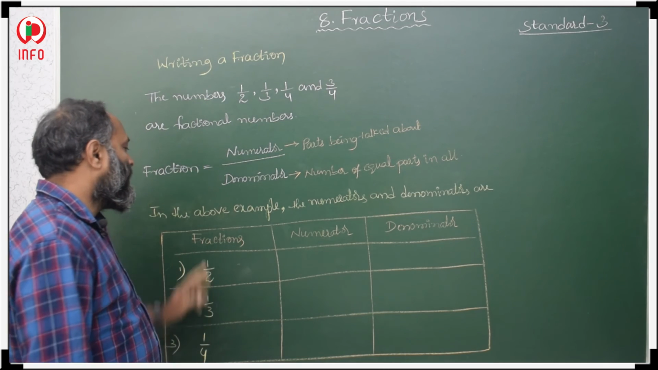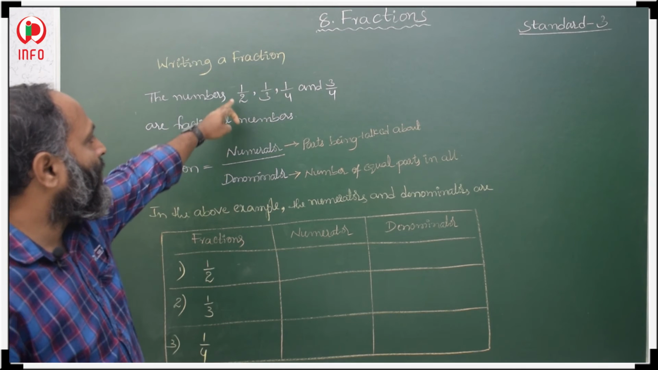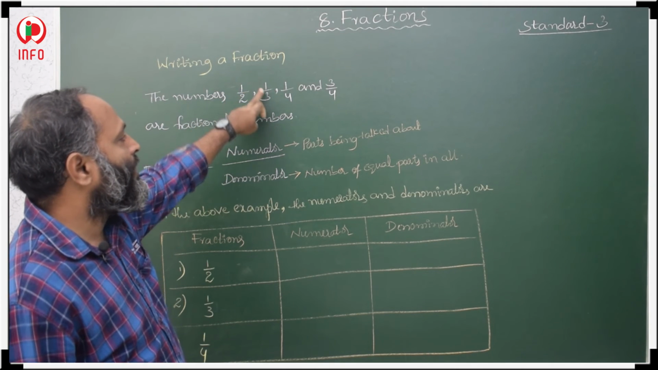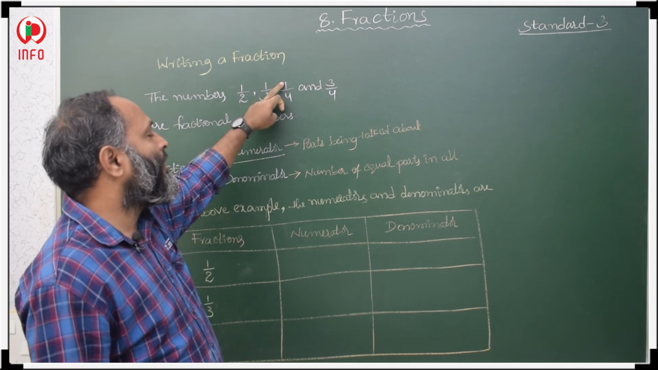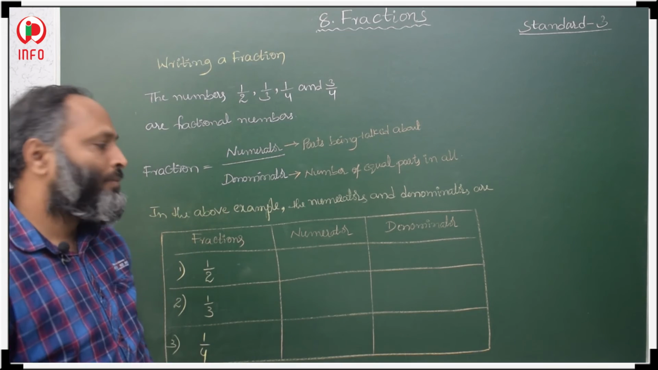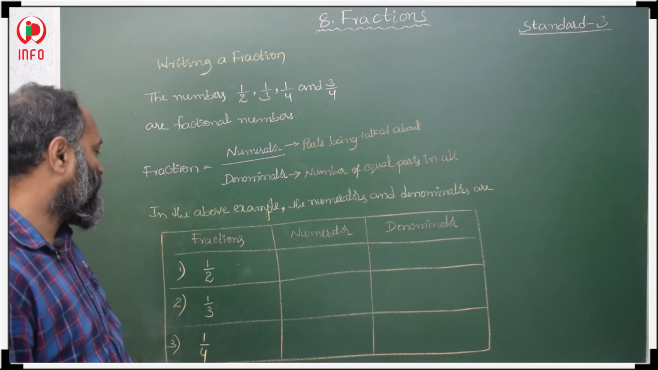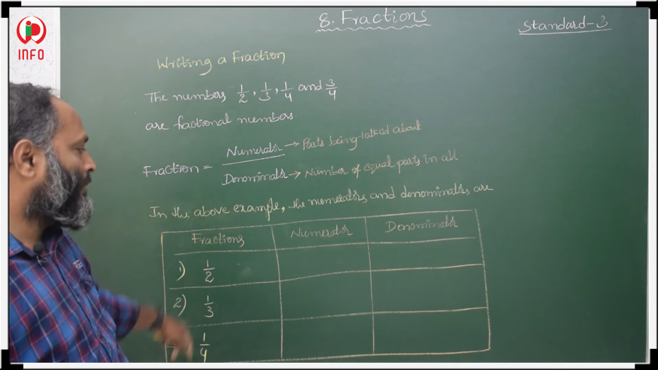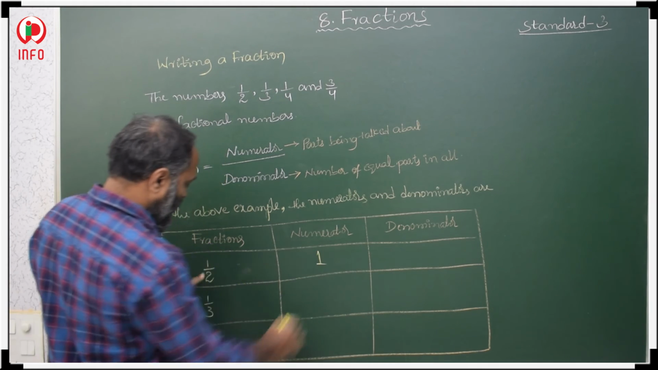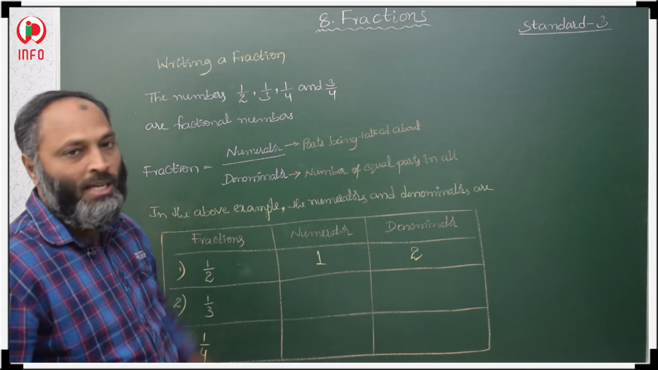Now here, in the above example, the numerator and denominators. In 1 by 2, 1 is the numerator and 2 is the denominator. In 1 by 3, 1 is the numerator and 3 is the denominator. Here, 1 is the numerator and 4 is the denominator. 3 is the numerator and 4 is the denominator. Here some fractions are given. He is asking what is the numerator and what is the denominator. In 1 by 2, what is the numerator? The numerator is 1 and the denominator is 2.